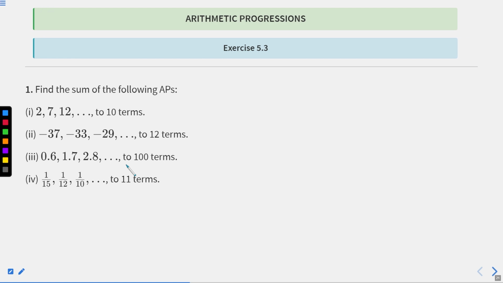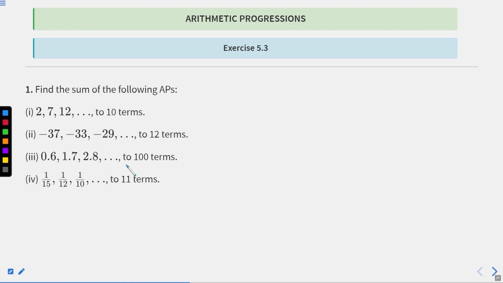Now here we'll start exercise 5.3. In the first question, you have to find the sum of the following APs. In the first one, we are given 2, 7, 12, dot dot dot to 10 terms. So this AP is basically a finite AP.